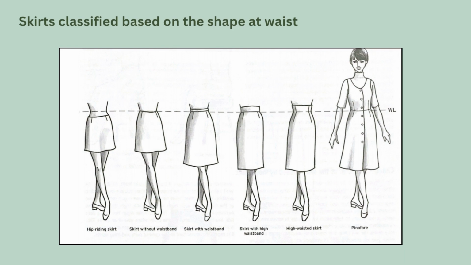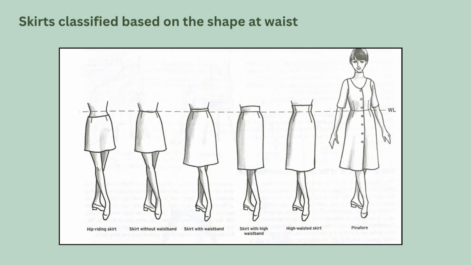Okay, now that we are finished with classifying skirts based on their shape and fabric, we can go through the waist position and classify skirts based on the waist shape and where it sits on the body. The first type of skirts in this category are hip riding skirts. They are sitting a bit low, and as you see, the waistline is closer to the hip line.